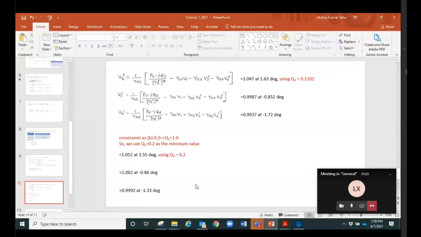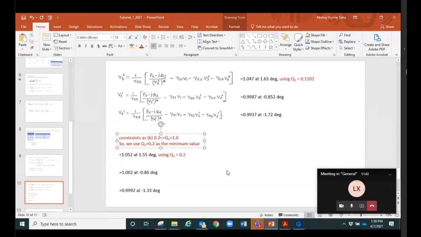But again we come to the next constraint, which is between 0.2 and 1.0, and we find that 0.1102 is not within that limit, so we choose the minimum value, because 0.1102 is less than 0.2. If our calculated value was, let's say, 1.3 or 1.2 or something greater than or equal to 1.0, we would have chosen the value of Q2 to be 1.0. We just need to look at which side we are going far from, so we should choose that side.